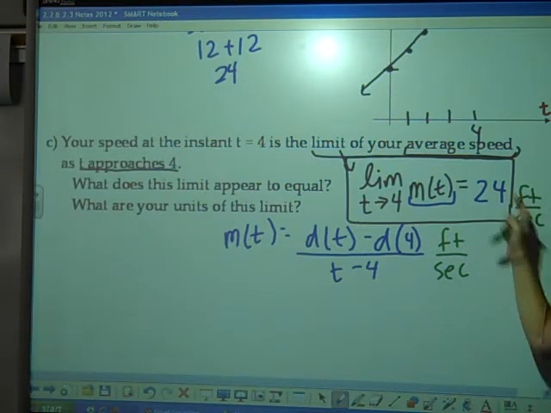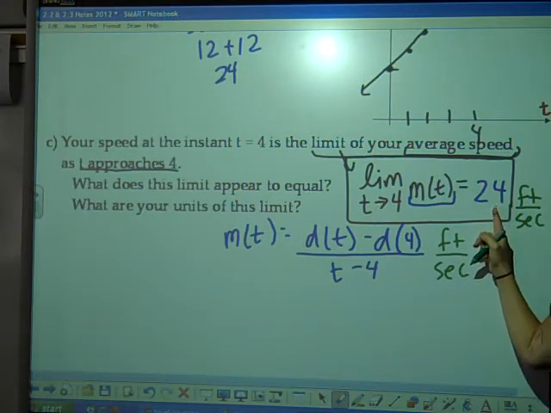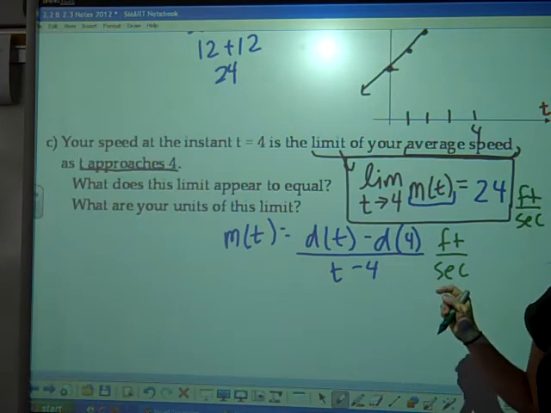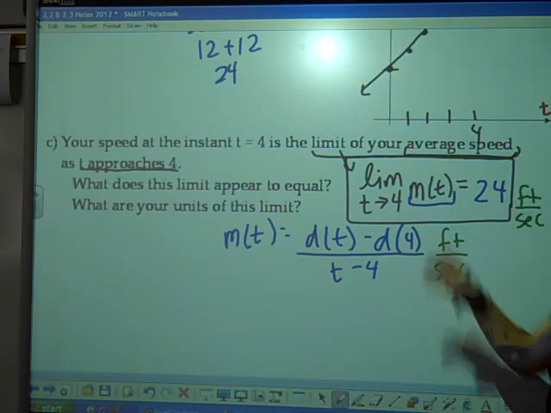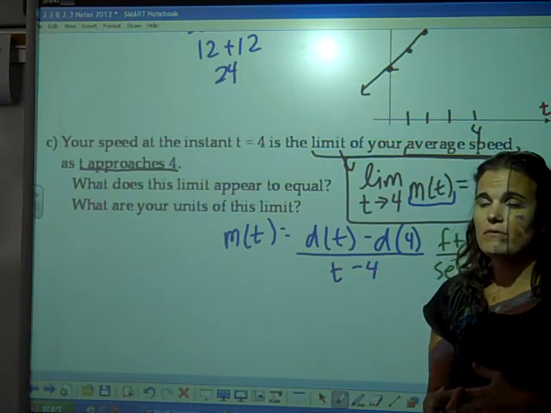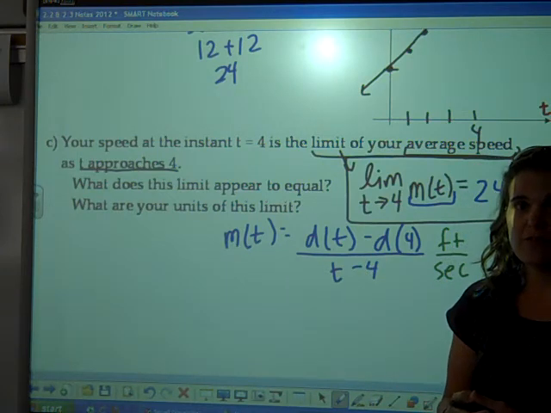Okay. So hopefully that makes sense, that that is the actual speed we were traveling at. After 4 seconds of traveling, we were going 24 feet per second. Okay. And realize that all of that we just did right now was kind of the long way, using the definition of derivative at the point specifically for 4.